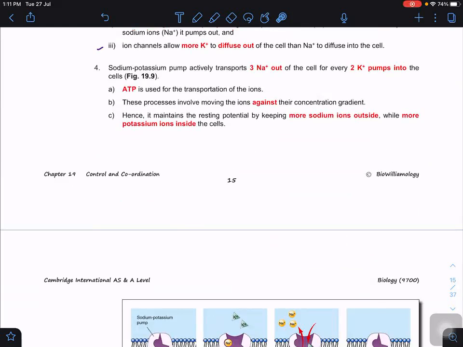So the sodium potassium pump actively pumps out 3 sodium ions for every 2 potassium ions moved into the cell, and the process involves ATP. That means you need to use up a lot of ATP to carry out this process. This process involves moving the ions against their concentration gradients. Therefore, it maintains a resting potential by keeping more sodium ions outside the cell, because we pump out 3 sodium ions, and more potassium ions inside the cell, because we continuously take in the potassium ions.